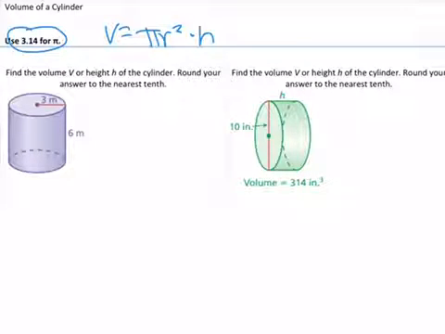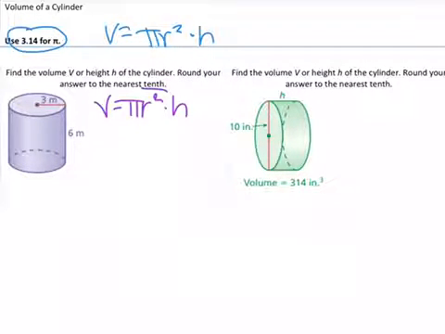So the first thing we're going to do is look at this first example. It says find the volume or the height of the cylinder and round your answer to the nearest tenth. So it looks like here we already have our height, so we're actually going to find our volume. What I like to do, because you are going to memorize this formula, is write it down a few times. So volume equals pi r squared times height.